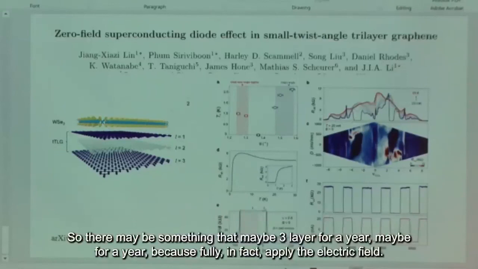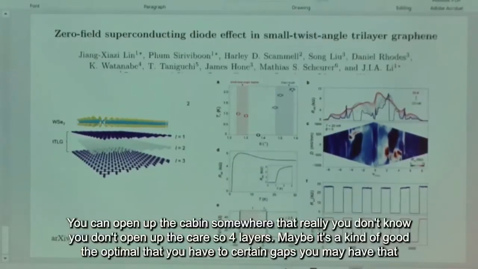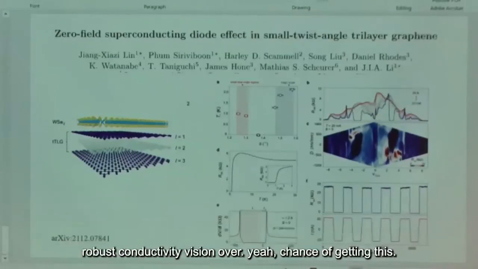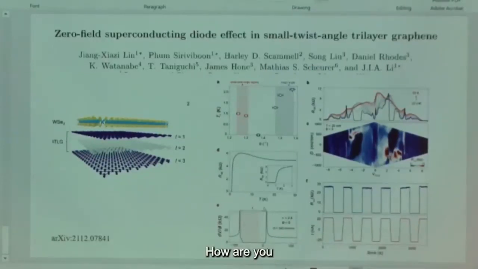So there may be something, maybe 3 layer, 4 layer, maybe 4 layer, because in 4 layer, in fact, applying the electric field, you can open up the gap somewhere. The 3 layer, you don't open up the gap. So 4 layer, maybe it's kind of the optimal, where you have certain gaps. You may have robust superconductivity, a reasonable chance of getting this with typical yield.